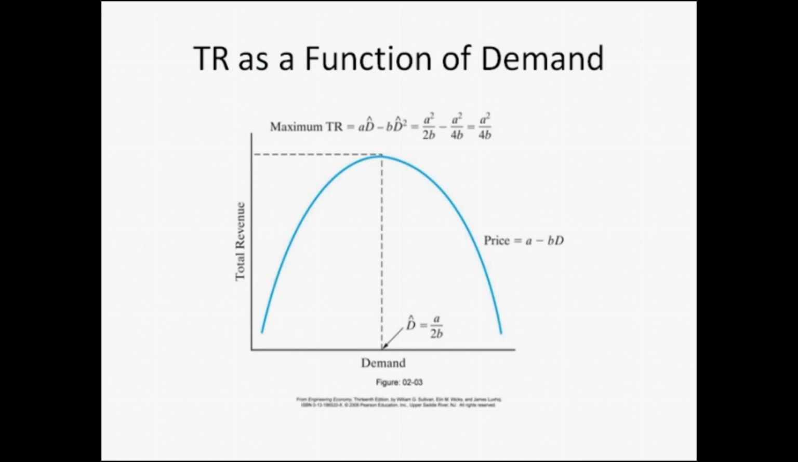First of all, the high point in the revenue curve, maximum revenue or maximum total revenue, you can find that by A squared divided by 4B. And remember, the curve of price equals A minus BD. What that'll usually be is A would represent the fixed costs, and then B times D, B would be variable costs times the number of units sold.